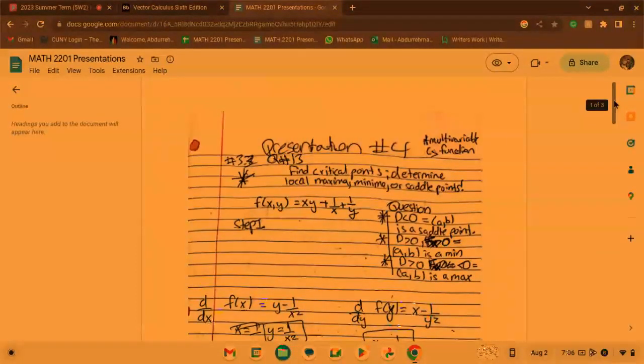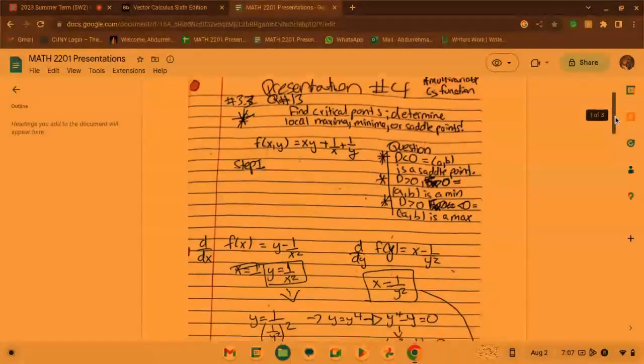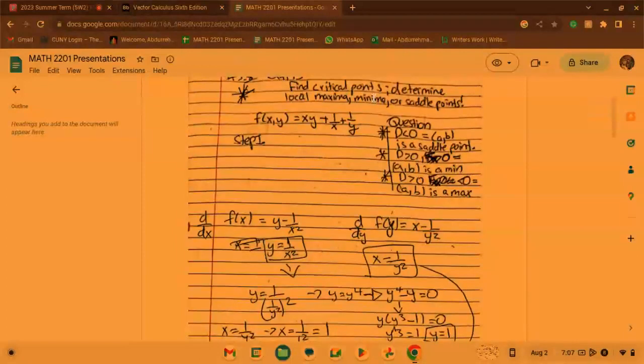So the first step is finding the critical points, and the second step is determining if those critical points that we find are local maxima, minima, or saddle points. The function that we're using is right here: f of x and y equals x times y plus 1 over x plus 1 over y. I wrote some notes for us, and I'm going to go over them later on.